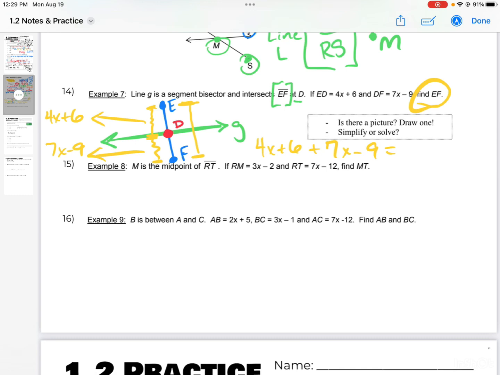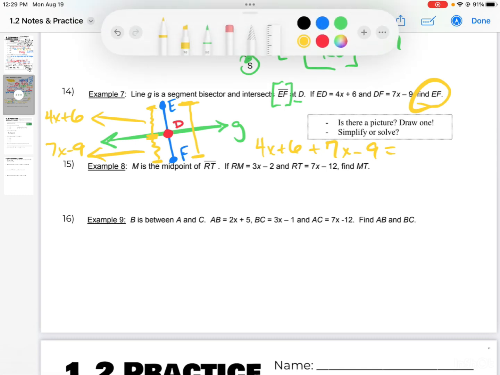And so I want to combine like terms. I combine like terms with my x's. So 4x plus 7x is 11x. And then I have 6 and a negative 9, which leaves me with negative 3. And 11x minus 3 is the length of EF. Sometimes you can only get so far. And so 11x minus 3 is my length of EF, and it's my final answer.